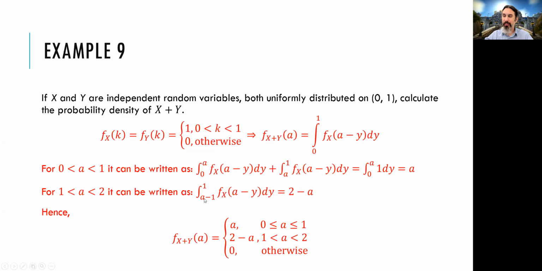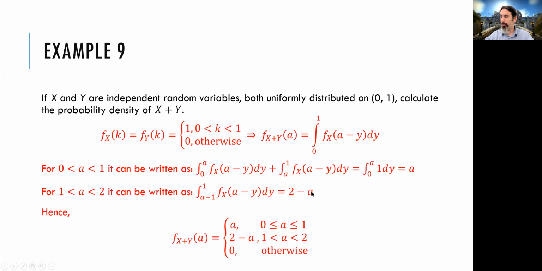So it has to start from minus 1 to 1 in this formula. Now here this f(x) is 1, because the lowest value y can take is a minus 1, then this value is 1 and this f(x) gives out 1. So all we have to do is just integrate 1 from a minus 1 to 1, which is going to give us 2 minus a.